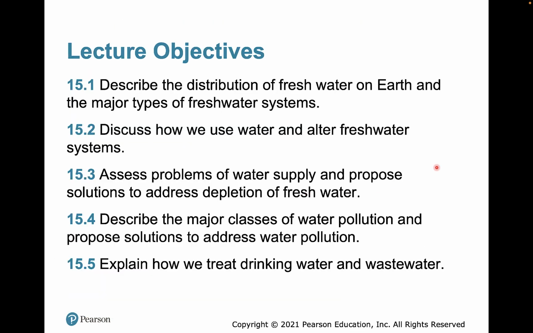All right. So we are going to look at freshwater distribution on the earth and freshwater systems, how we impact those freshwater systems, issues related to water supply, and try to address those issues. We're going to talk about water pollution and ways to handle water pollution. We're going to talk about treating drinking water and wastewater, as in water you flush down the toilet.